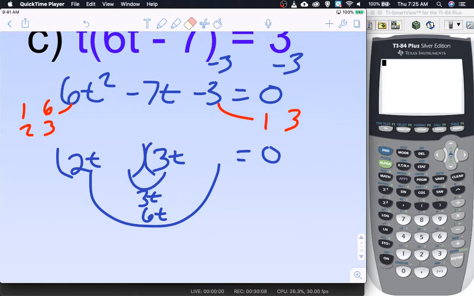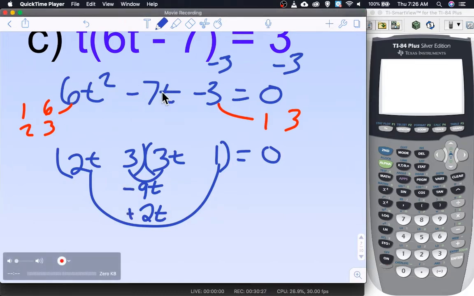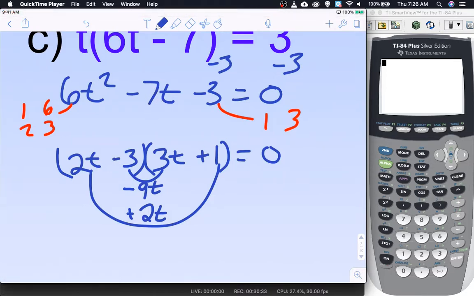But I think if I reverse the 3 and the 1, that gives us a 9t and a 2t, which actually could give us a 7 if the 9 was negative and the 2 was positive, because we needed this to be a negative 7, right? So we need those two combined to give us a negative. So that'd make this a negative 3 and that a positive 1.